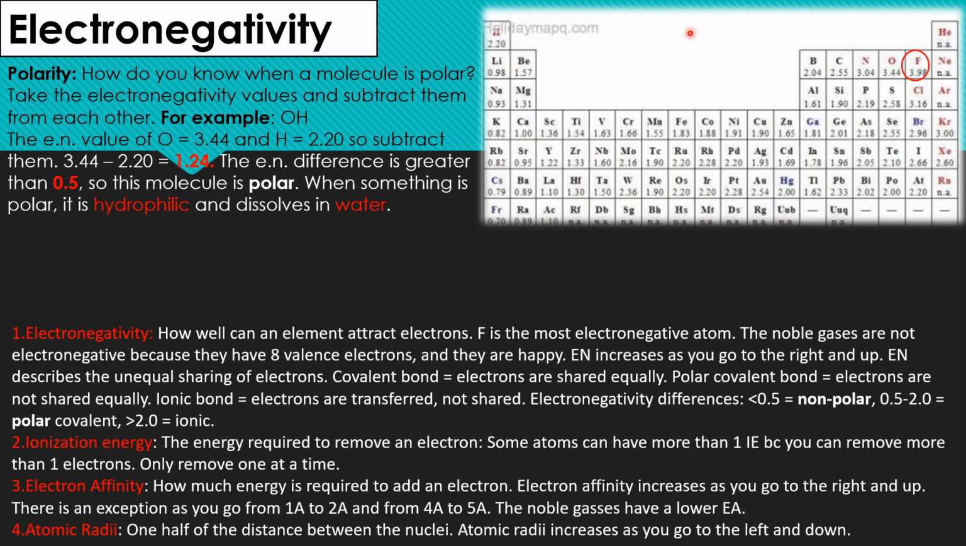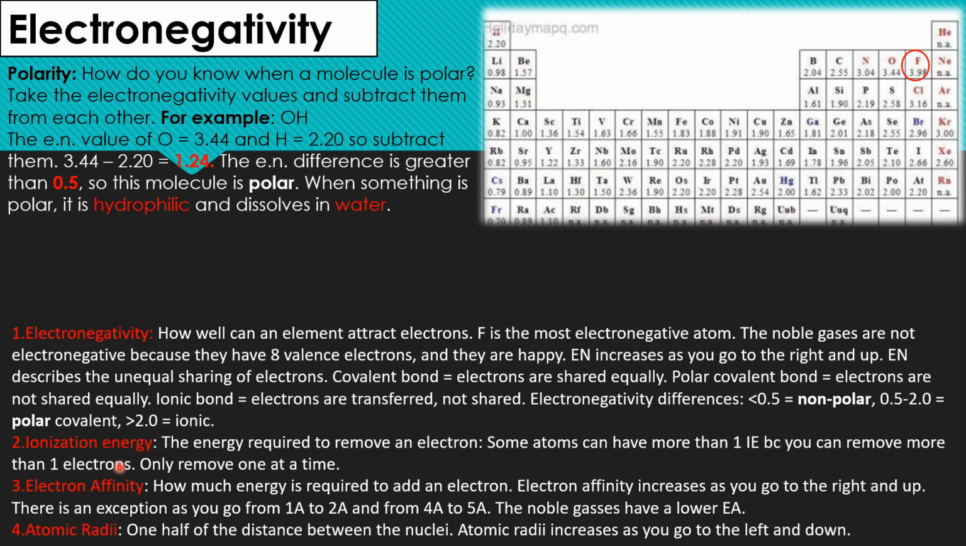A covalent bond is when electrons are shared equally. A polar covalent bond is when electrons are not shared equally. Ionic bonds are when electrons are transferred, not shared. When you have an electronegativity difference of less than 0.5, this is a non-polar bond. But when the electronegativity difference is 0.5 to 2.0, then you have a polar bond. And when the electronegativity difference is more than 2.0, then you have an ionic bond.